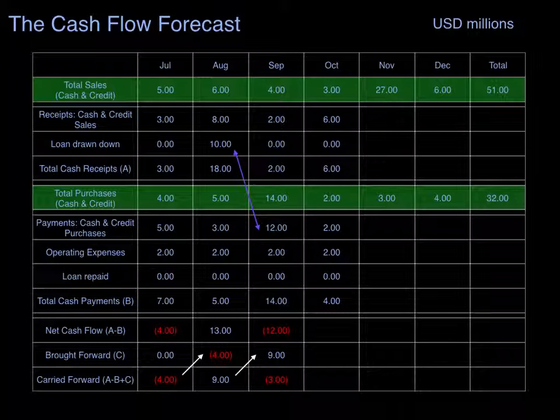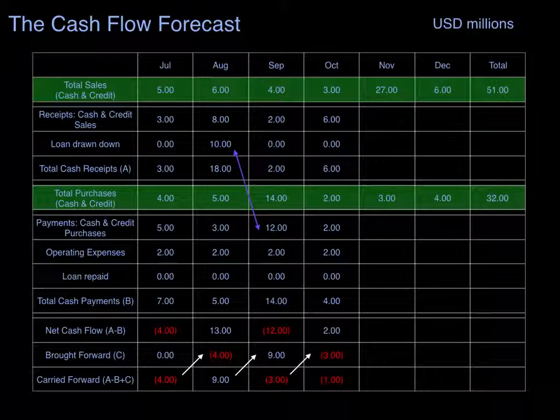Cash in and cash out for October are unremarkable. Net cash flow, A minus B, is just $2 million positive. We need to bring forward negative $3 million from the previous month, so we will end up borrowing from the bank just $1 million at the end of October.